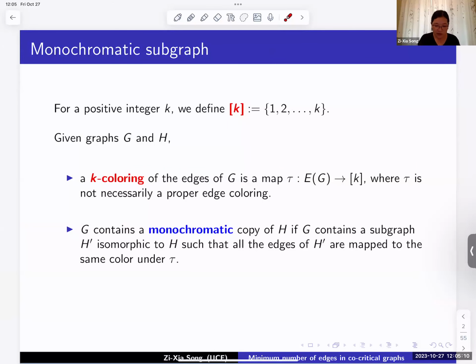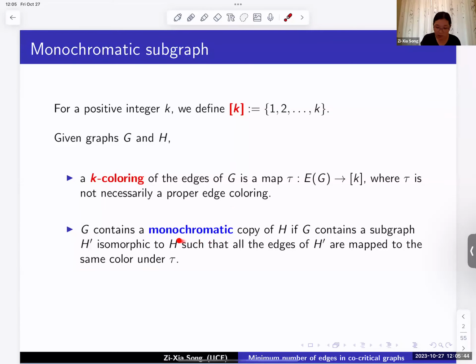So to be on the same page, let me start with the basic one here. We use bracket K to denote the set of first K integers. Normally this K represents the K colors, we just denote my color set. Now given graphs G and H, a K coloring of the edges is simply a function from the edge set to K. Once again, this normally denotes a set of K colors. Well, my coloring is not necessarily a proper edge coloring.